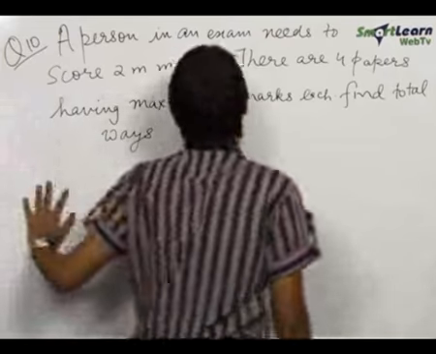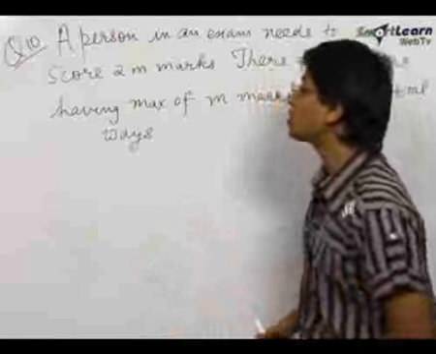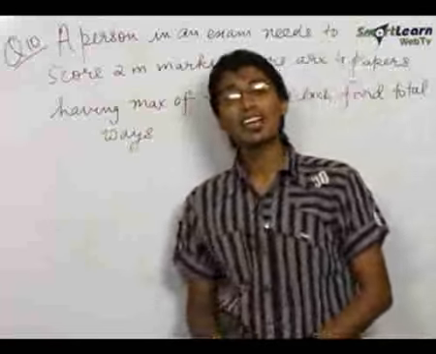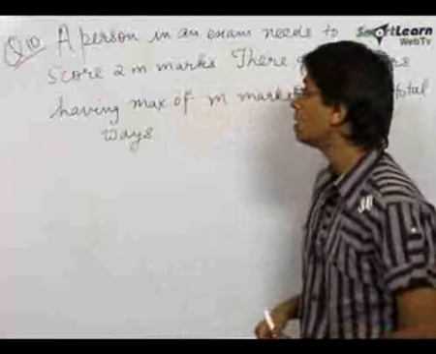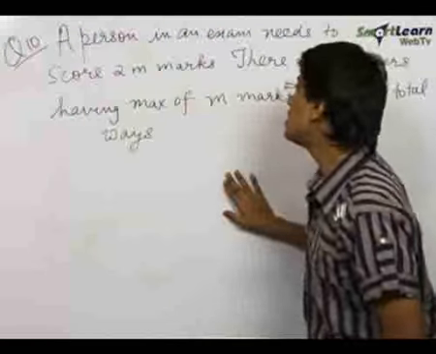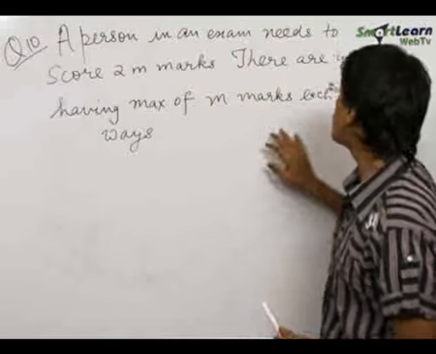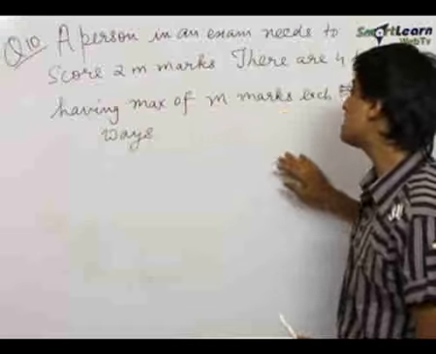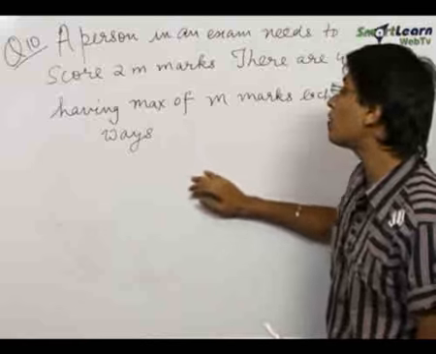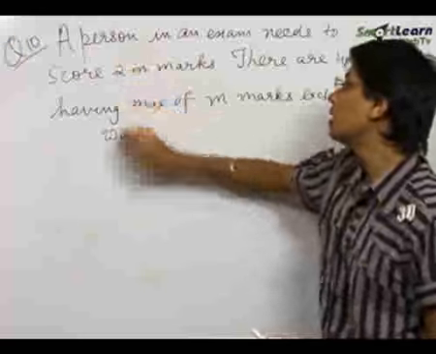Our 10th problem is a very beautiful and unique combination of permutation combination and binomial theorem chapter. We are given that a person who is sitting in an examination needs to score 2m marks. There are 4 papers having a maximum of m marks each. We need to find the total number of ways in which this person can score 2m marks.